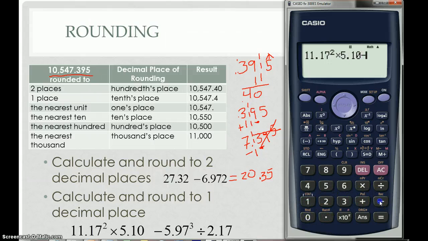Times 5.10 minus 5.97. Now this is raised to the 3rd power. There is a to the 3rd power button, but I just want to show you, you don't have to use that. You can use this one, where it makes a little box. And when it makes the box, you can put any power you want up there. So I'm going to say raised to the 3rd power, and then I have to do a little arrow to move out of the exponent. So I move it to the arrow, and then I divide by 2.17.